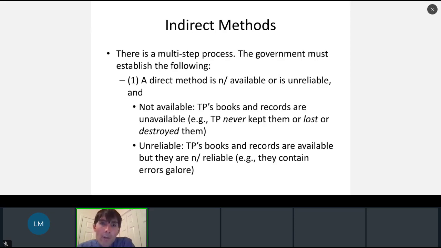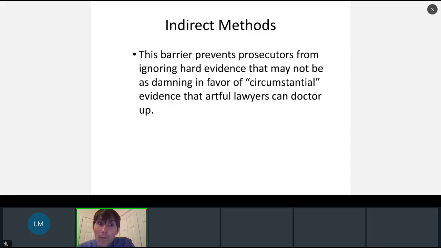Unreliable. Well, the taxpayer's books and records are available. So unlike not being available, they are available, but they're not reliable, meaning that they contain errors galore. So that's why those two reasons would tend to back up the government's claim that a direct method is just not available or is unreliable when they stand up before the court to argue that indirect methods is the only way that they have to prove their case.